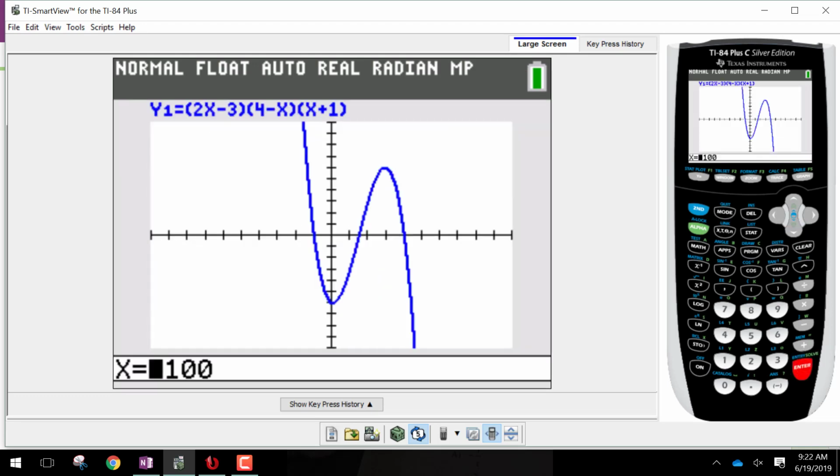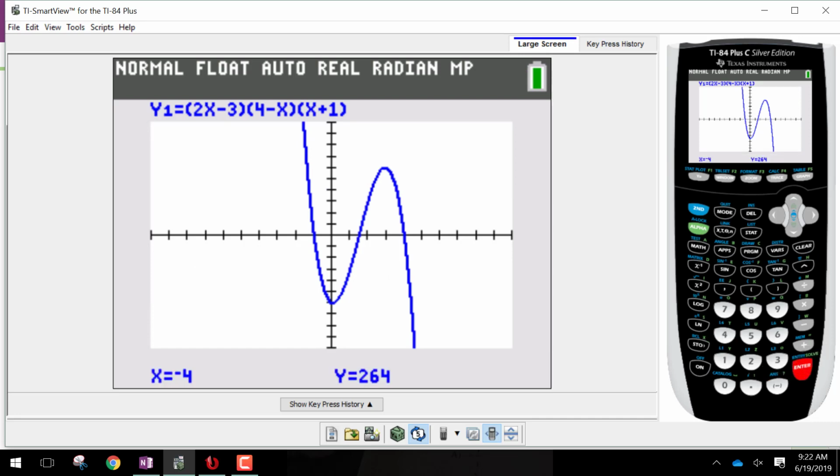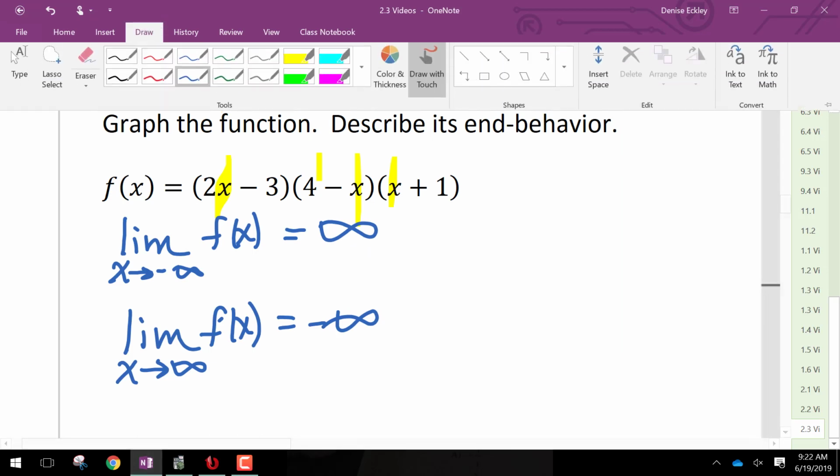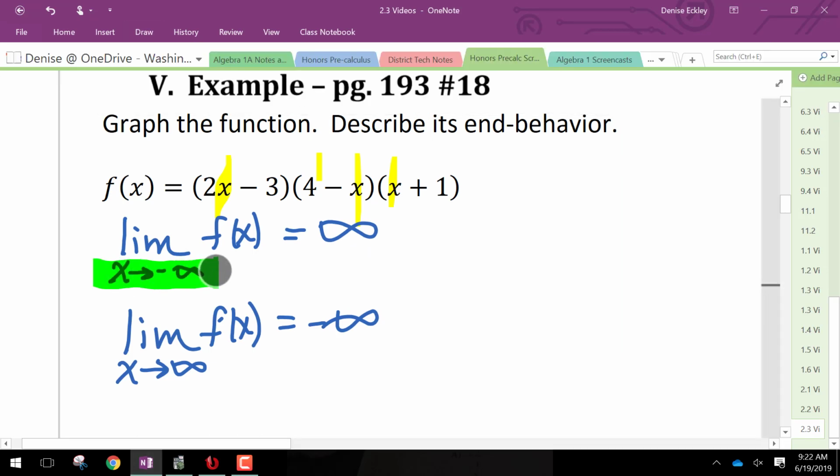But let's just try like negative 4. You can see it's already at 264. So as I get smaller and smaller x values, which is what this part of the limit notation is saying, as x approaches smaller and smaller x values, the value of the function is getting larger and larger.